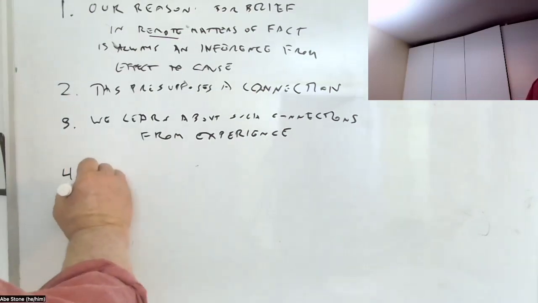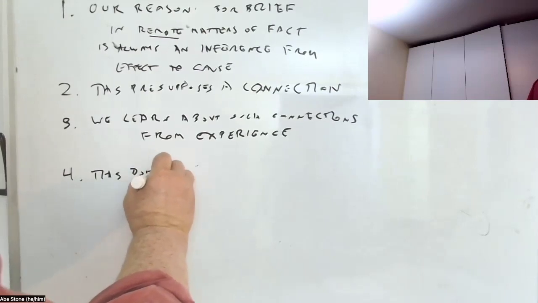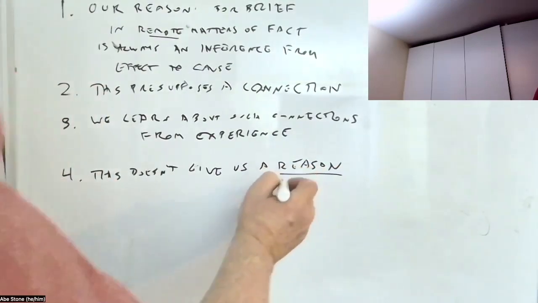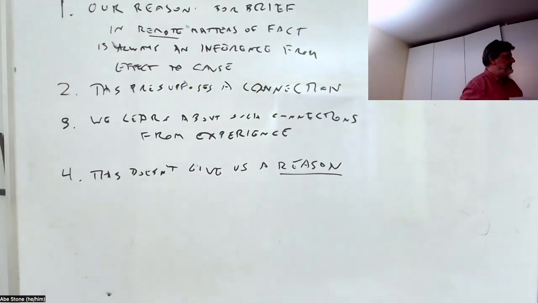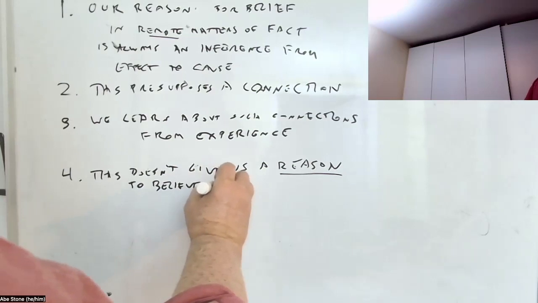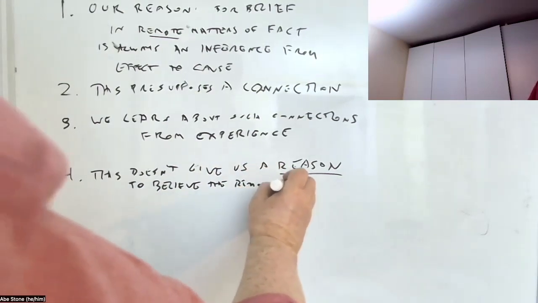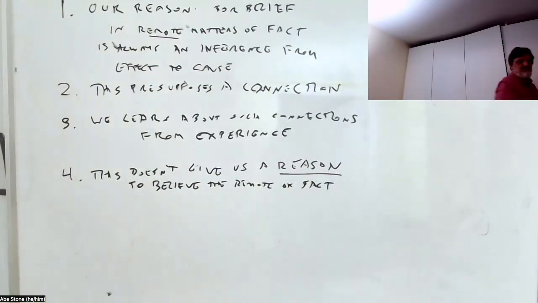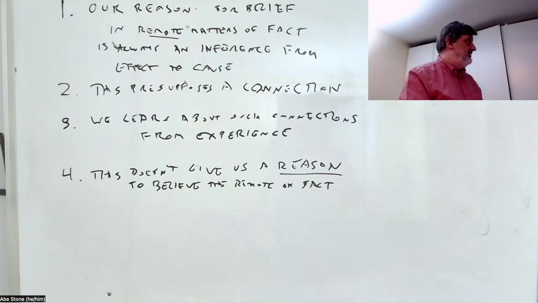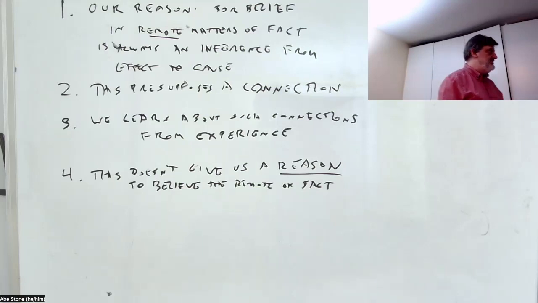But then Hume says this doesn't give us a reason to believe the matter of fact. That is the remote matter of fact. What do you mean it doesn't give us a reason? I just said what it gives us the reason, right? We learn that there's this connection between the effect and the cause, and the connection underwrites the inference from the effect to the cause. And that's the reason we believe in the remote matter of fact, because of the inference from the effect to the cause. But Hume says, well, but hold on a second.